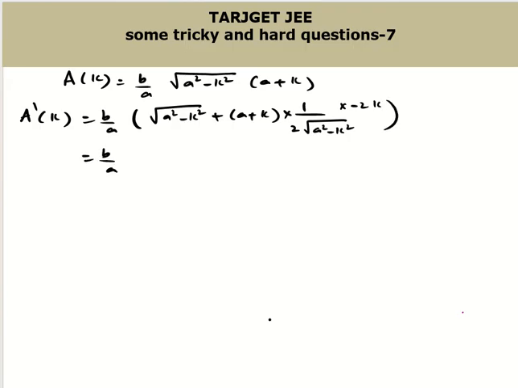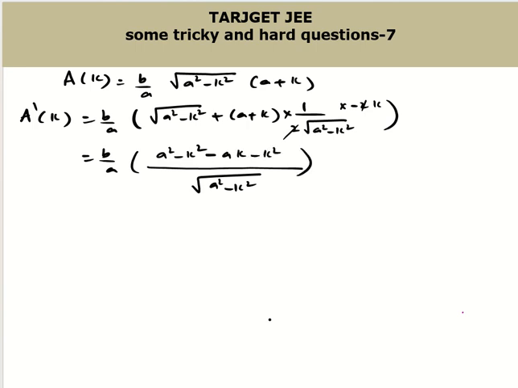Let us try to simplify this. With b by a, we can cancel a 2. We can take the LCM as root of a square minus k square. So this becomes a square minus k square and then minus ak minus k square. The first derivative is equal to 0 for maxima minima. So this gives a square minus ak minus 2k square is equal to 0. We need the value of k, so let me multiply throughout by a minus sign. It becomes 2k square plus ak minus a square is equal to 0.